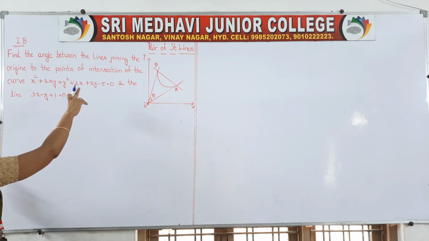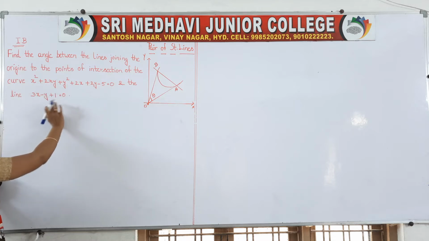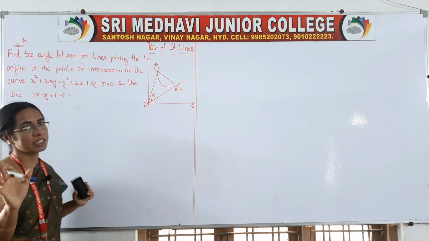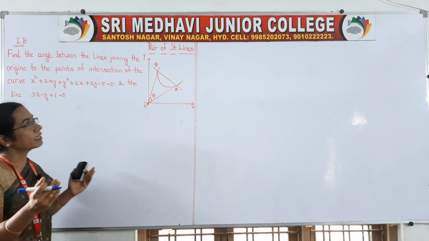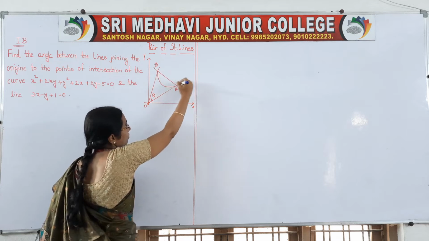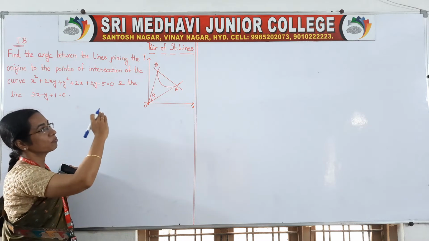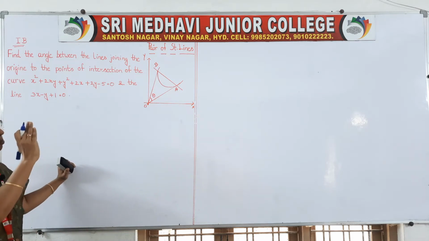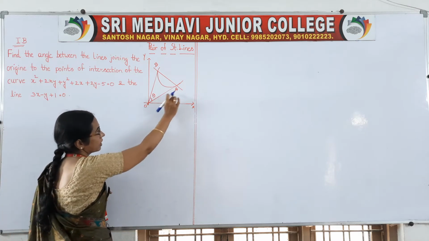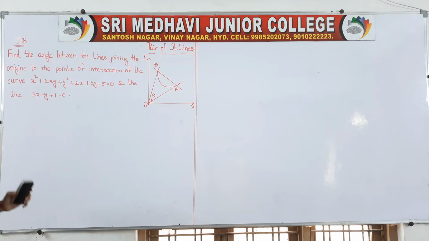Find the angle between the lines joining the origin to the points of intersection of the curve and the line. So observe, I said whenever a homogenization problem is there, if we want to homogenize, then we have to take this diagram. Here one curve is there, one line is there. So we will homogenize the curve with the line, then we will get the combined equation of OA and OB. We have to find the angle between OA and OB.